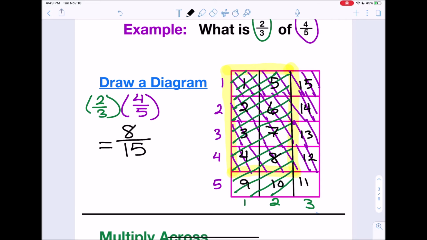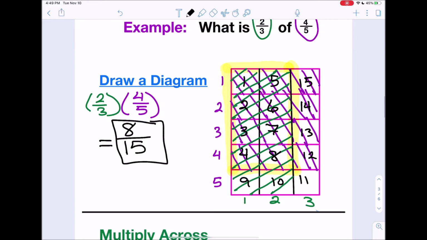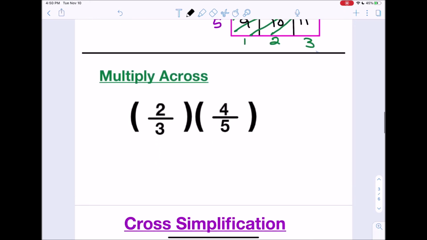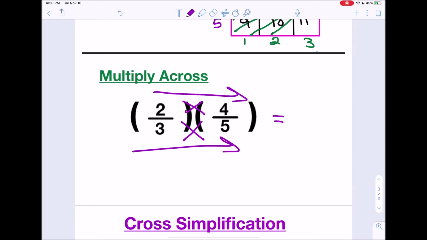8 out of 15 is the answer to this multiplication problem. Okay, so we got 8 with the overlapping colors, and we have 15 new parts now that we've separated the rectangle in thirds. Okay, so that's going to be my answer, 8/15. And once again, we could have just multiplied straight across. So we have 2 times 4 and then 3 times 5, and we multiply going across, and we get 8/15. Okay?